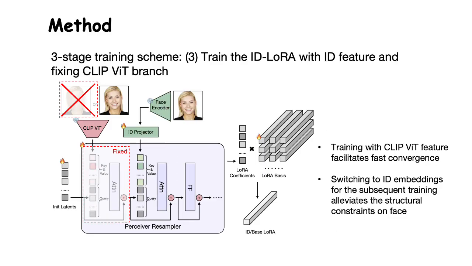The third stage is to train the ID LoRA with ID feature. Training with CLIP ViT feature facilitates fast convergence, but brings a strong structural constraint on the face. Thus, we leverage the CLIP ViT feature only during early iterations, and then fix the CLIP branch and switch to ID embeddings for the subsequent training.